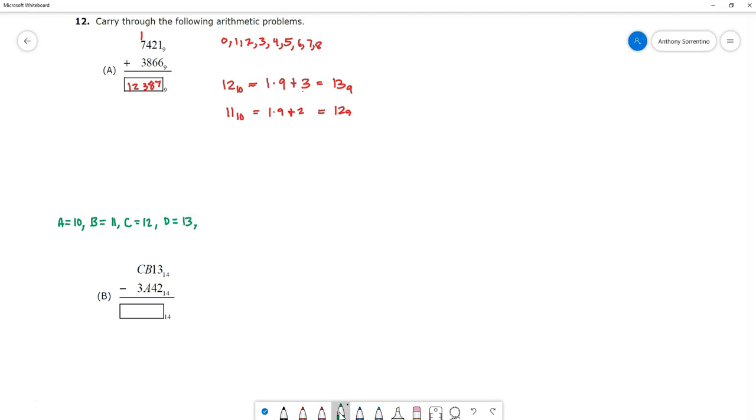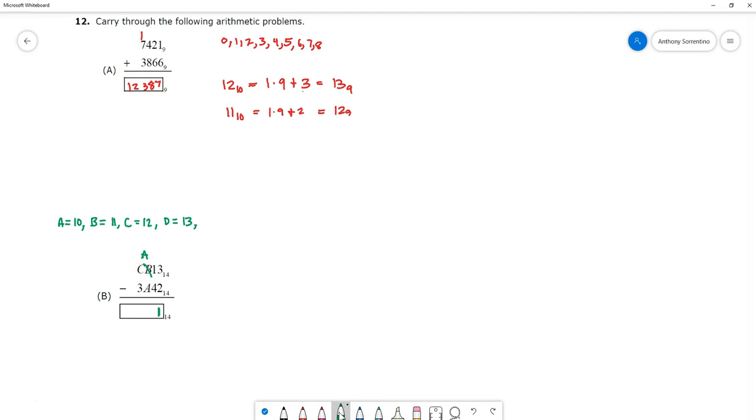So D equals 13. That's the only other one I could possibly have as a digit. So when I start the subtraction, 3 minus 2 is 1. That works out great. So no big deal there. Now I have 1 minus 4, which I can't do. So B is 11. So I'm going to cancel that out. It's going to become an A, because that's what's next in line. It's going to be a 10.